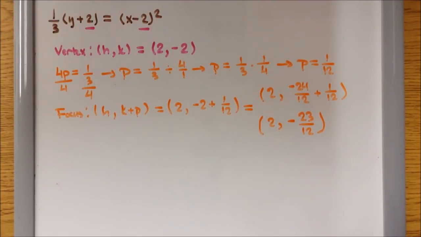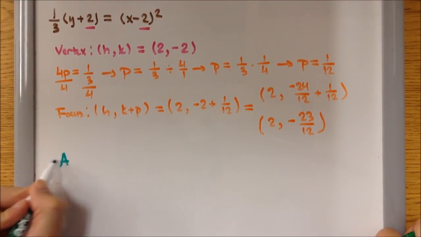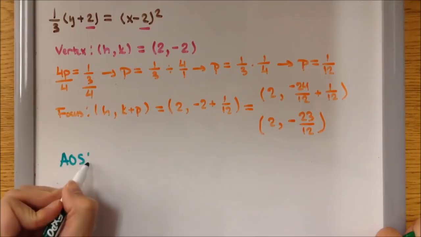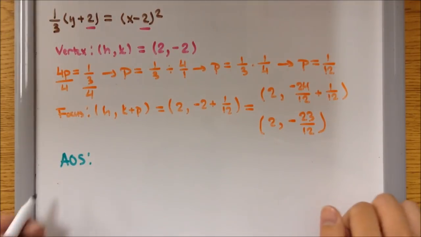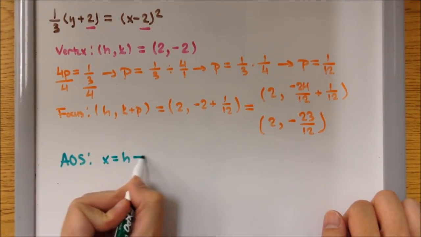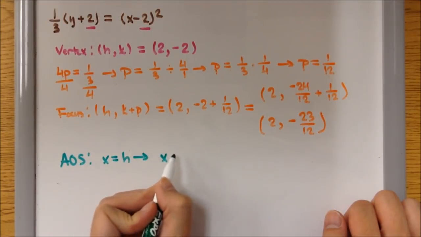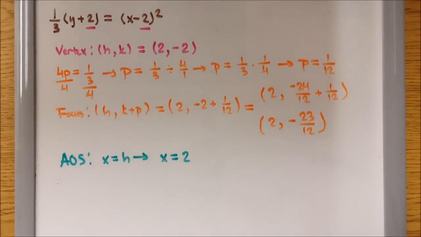Now the axis of symmetry, the easy part. AOS, or axis. If you see where it says axis, that means axis of symmetry. x equals h, so therefore x will equal our h value, which is just 2. That's it. Alright, now the last part, the directrix.